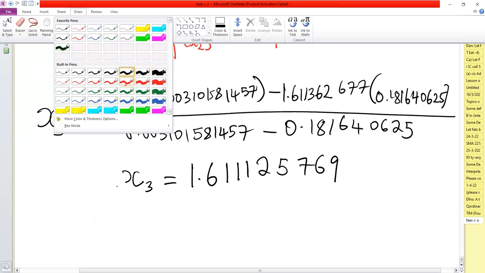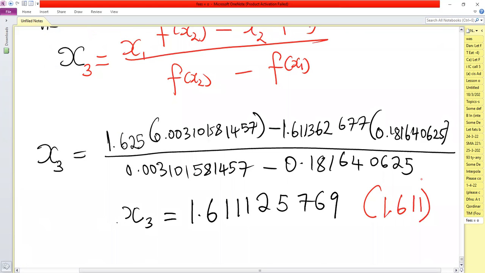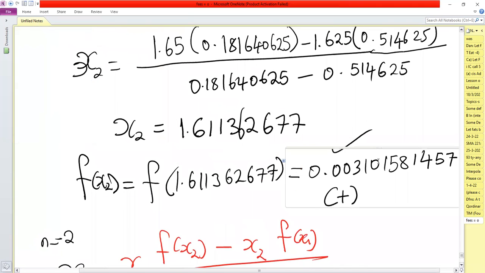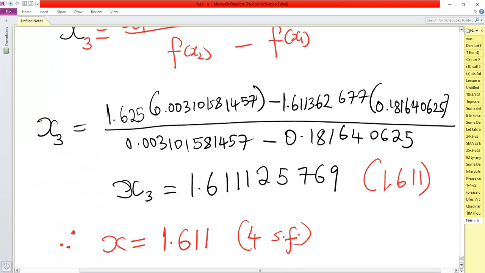Now, if you round off x3 to the nearest 4 significant figures, you get 1.611, and x2 you get 1.611. So we are okay to stop at this point because x3 and x2 have the same value rounded off to the required accuracy, and hence we conclude that x, which is the solution for this, is 1.611, correct to 4 significant figures.